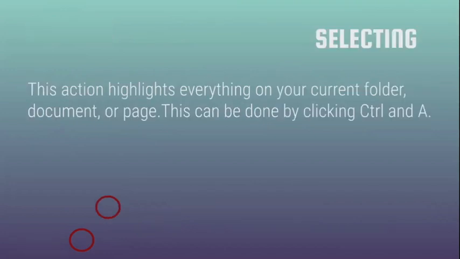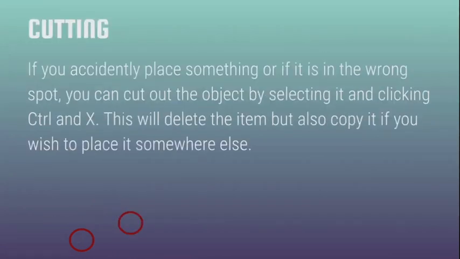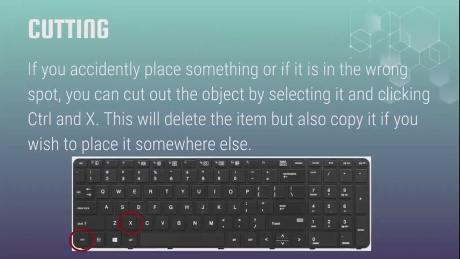Selecting. This action highlights everything on your current folder, document, or page. This can be done by clicking Control and A. Cutting. If you accidentally place something or if it is in the wrong spot, you can cut out the object by selecting and clicking Control and X. This will delete the item, but also copy it if you wish to place it somewhere else.